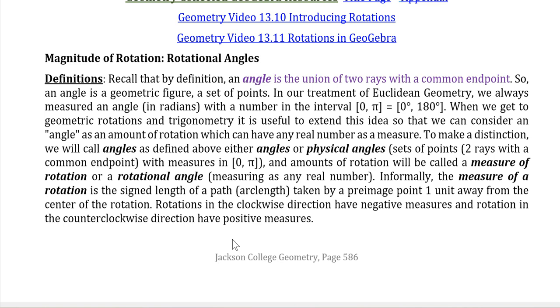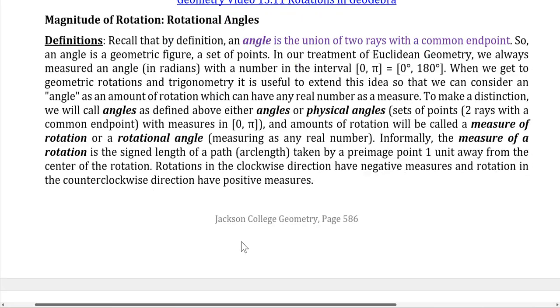Informally, the measure of a rotation is the assigned length of a path, arc length, taken by a pre-image point 1 unit away from the center of the rotation, and as that rotates around, it will trace a circular path or a portion of a circle or a circle and more than a circle, possibly. And the length of that rotation, how far it goes, is like what your trip meter would say in a car, on your odometer, or maybe a pedometer measuring your steps.